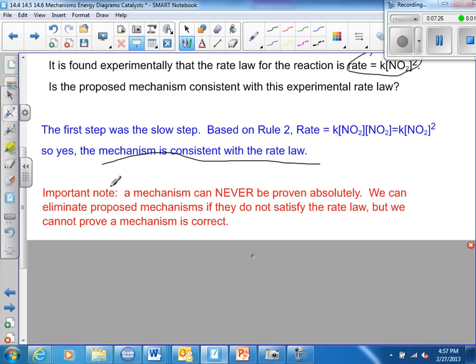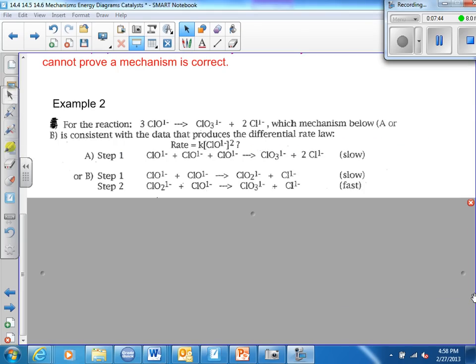It's consistent, but there's an important note. We can't prove a mechanism absolutely. We can show that certain mechanisms cannot be true. We can eliminate ones if they don't satisfy the rate law, but we can't prove a mechanism is actually the correct one. Okay, we're going to do another problem.